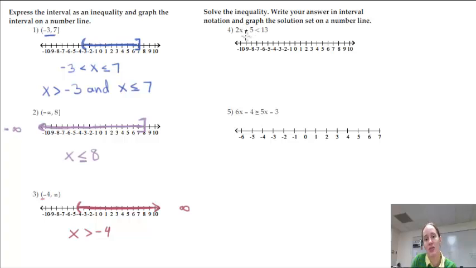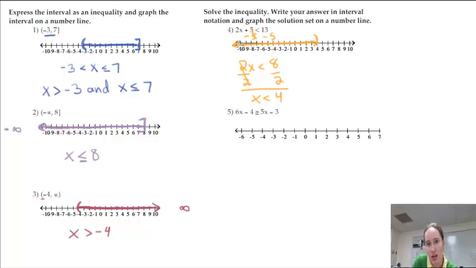I need to get x by itself, so I subtract 5 from both sides to start off. 2x becomes less than 8, so I divide by 2 on both sides. Remember, if we divide by a negative or if we multiply by a negative, we flip the sign, but we didn't do either of those, so we wouldn't flip it. x is less than 4. That's us solving this inequality. It wants us to write the answer in interval notation and graph the solution set. So x is less than 4, I draw a parentheses at 4, and then I shade to the left.